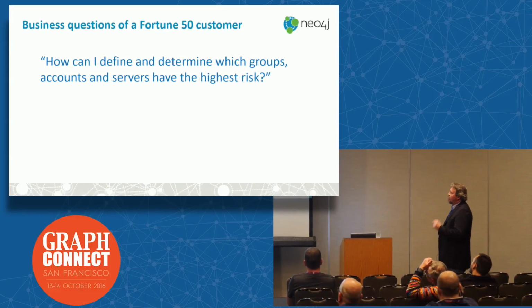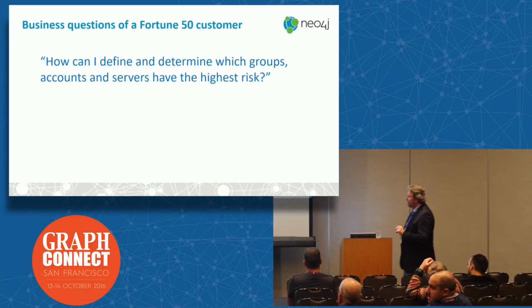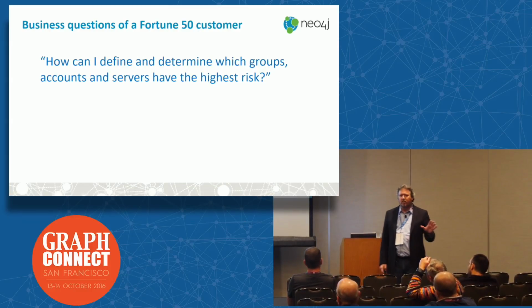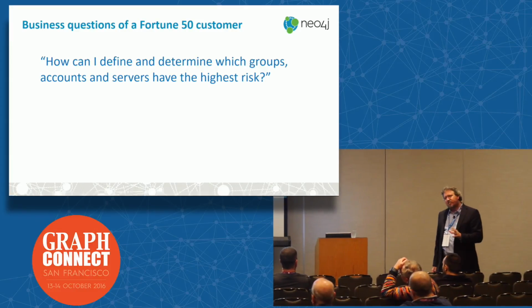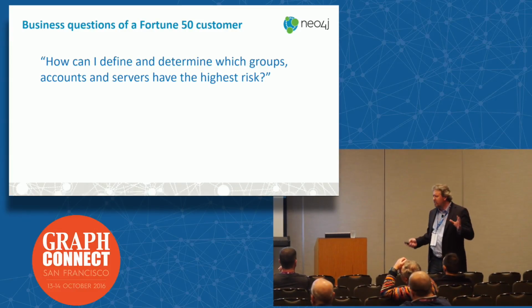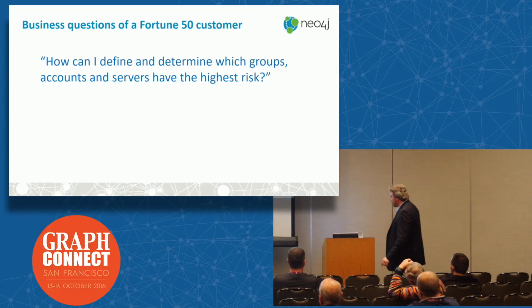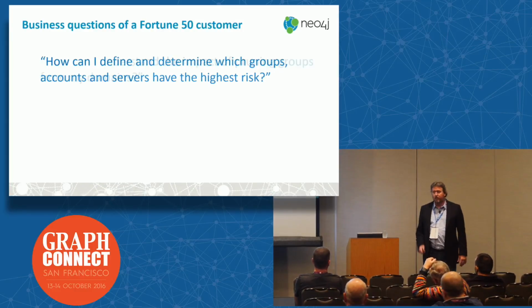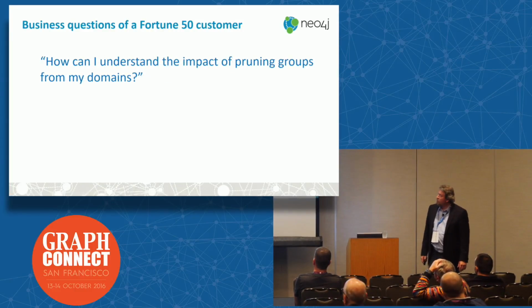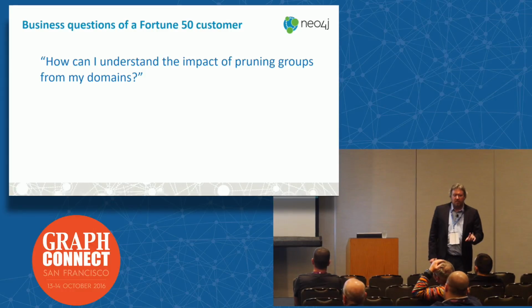How can I define and determine which groups of accounts and servers have the highest risk? There really was no definition of risk, per se. There was a vague understanding of risk, like many things, many associations, but that's hard to understand. So we're going to have to come in and help them maybe define risk, and then we can create measures for it, right? How can I understand the impact of pruning groups for my domains?